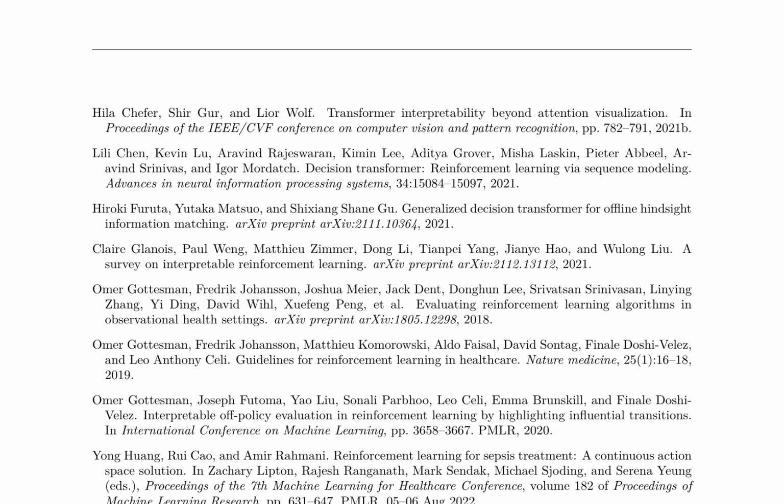Reinforcement learning has been increasingly applied to various healthcare problems, including sepsis treatment, critical care, and sequential medical treatments. The decision transformer, a sequence modeling approach to reinforcement learning, has been a key contribution in this area, enabling the modeling of complex sequential decision-making processes. Its extension, the generalized decision transformer, has further improved offline hindsight information matching. Interpretability is crucial in reinforcement learning, particularly in high-stakes applications like healthcare, where insights into the decision-making process are essential.